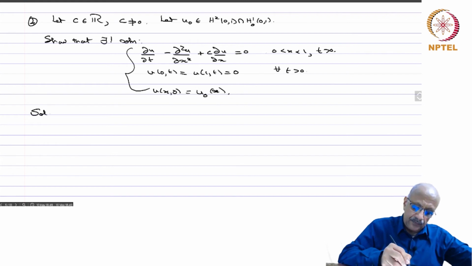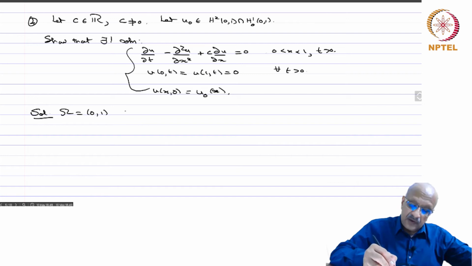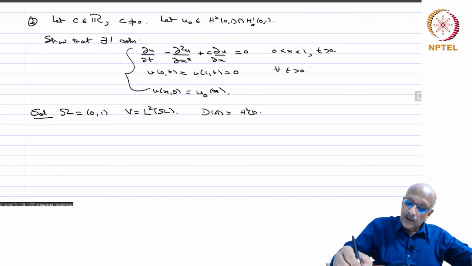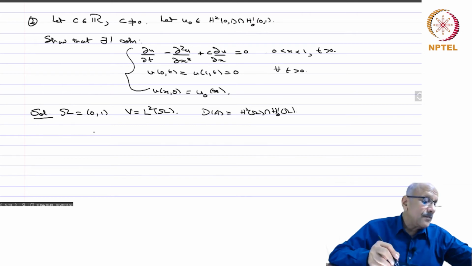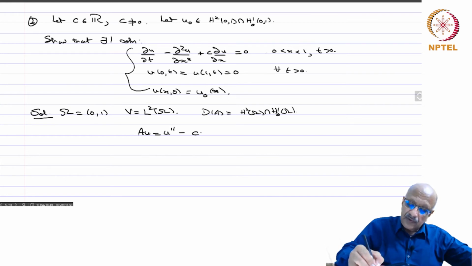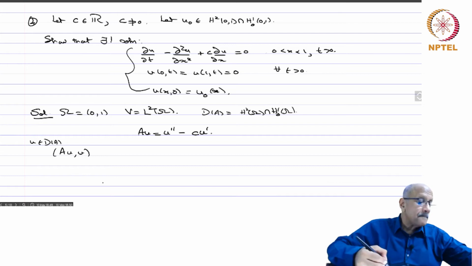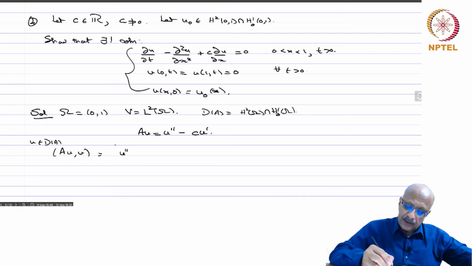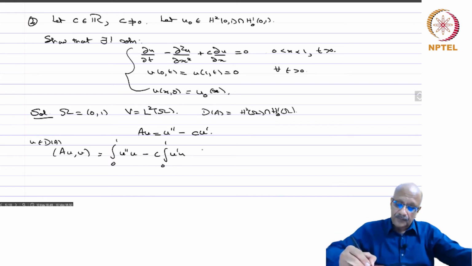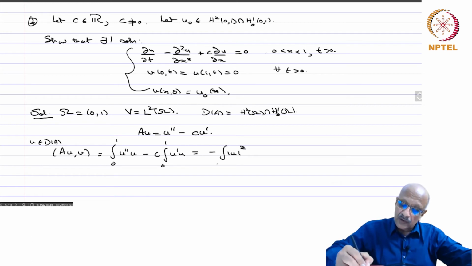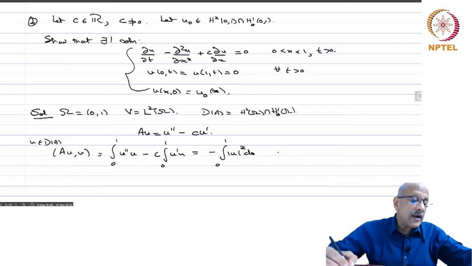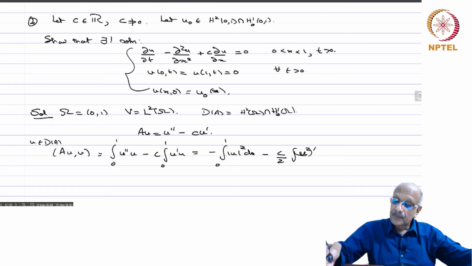Okay, so solution. We set Omega equal to (0,1) and we set V equal to L^2(Omega), and we define D(A) to be H^2(Omega) intersection H^1_0(Omega) and set Au equals u'' minus c u'. So, then what is (Au,u), u in D(A)? That is equal to the integral of u''u minus c times the integral of u'u over (0,1), and that is equal to minus the integral of |u'|^2 dx over (0,1), and minus c/2 times the integral of (u^2)' over 0 to 1.